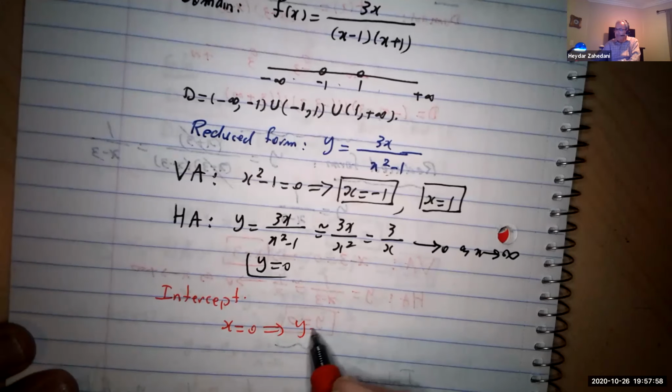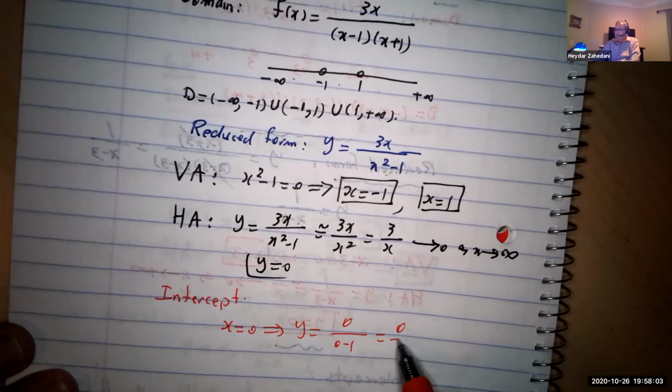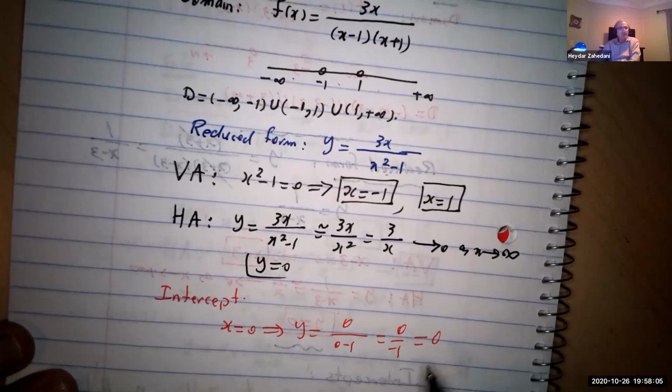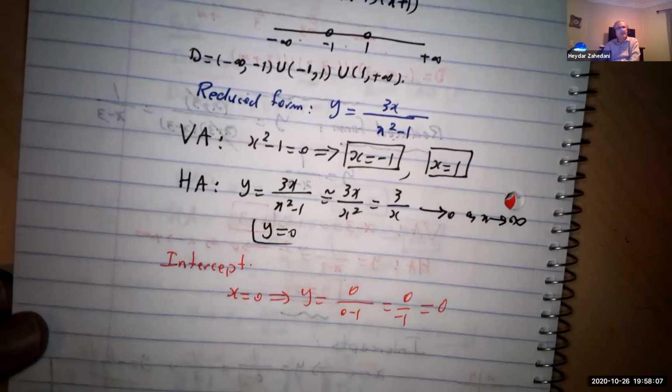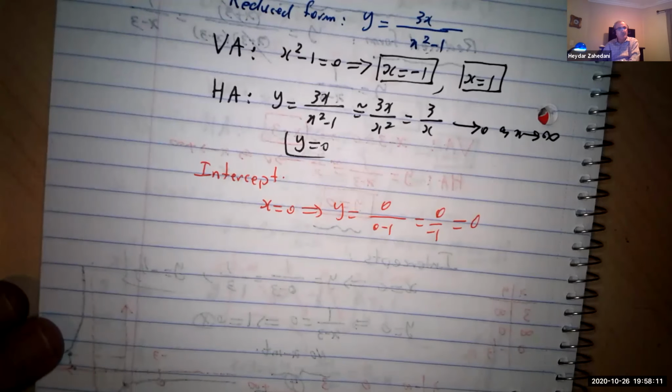So y would be 0, 0 over -1, which is 0. Which is 0. So it's (0, 0). You don't have to check the other one. So this means this graph is passing through the origin.